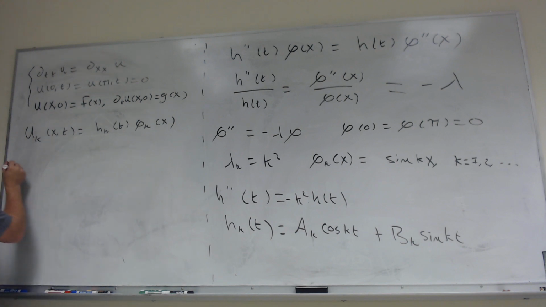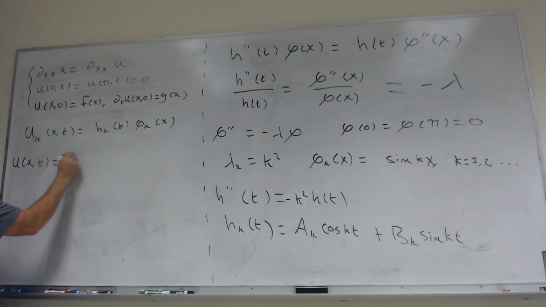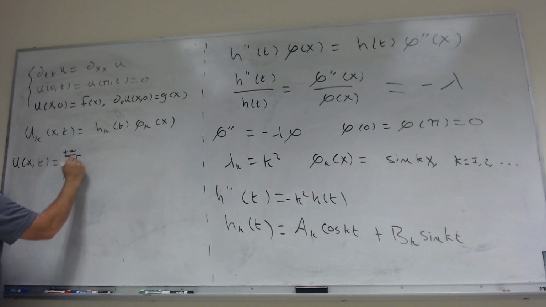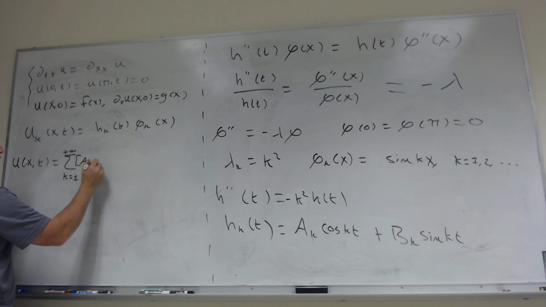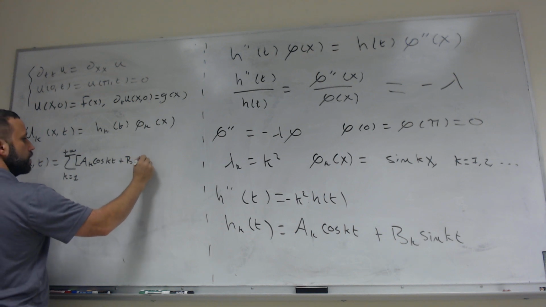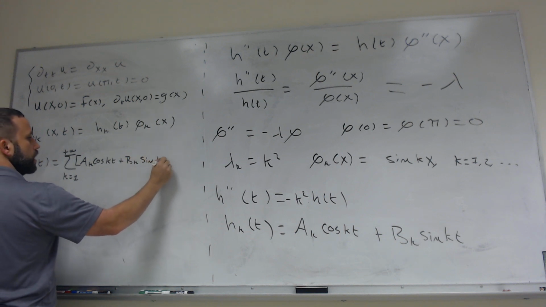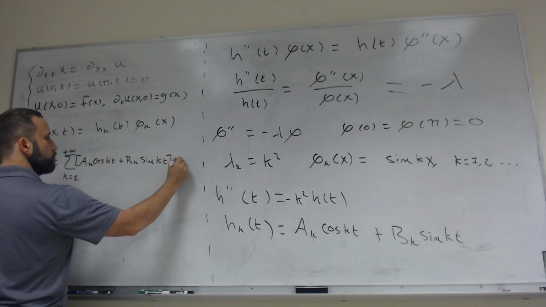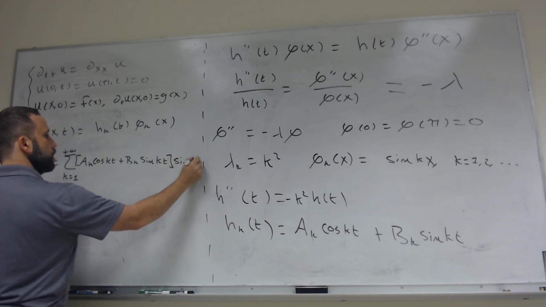And so what we are concluding from the method of separation of variables is that u of x,t is going to be equal to the sum k equals 1 to infinity of our h_k of t, which is a_k cosine kt plus b_k sine kt, and then all of that in the brackets times sine of kx.